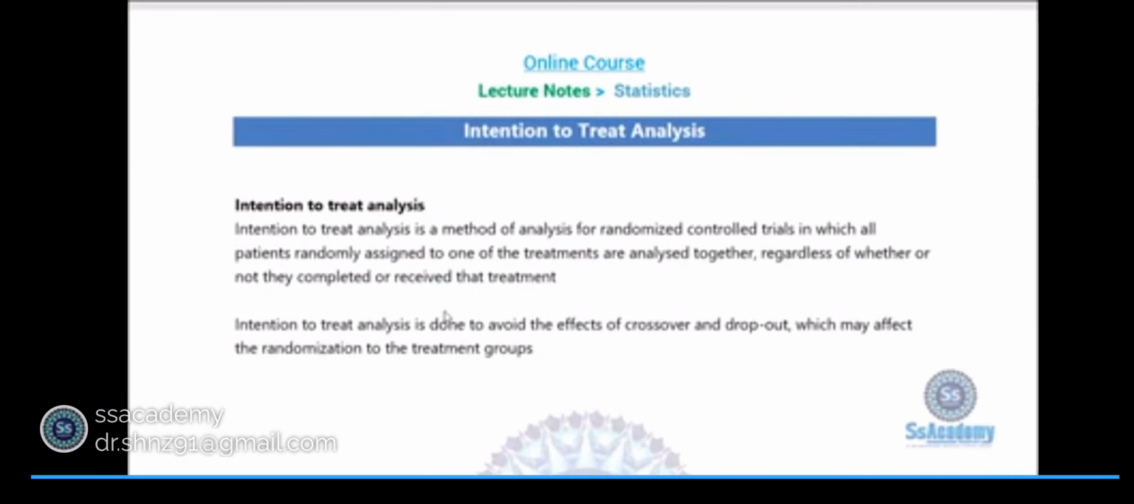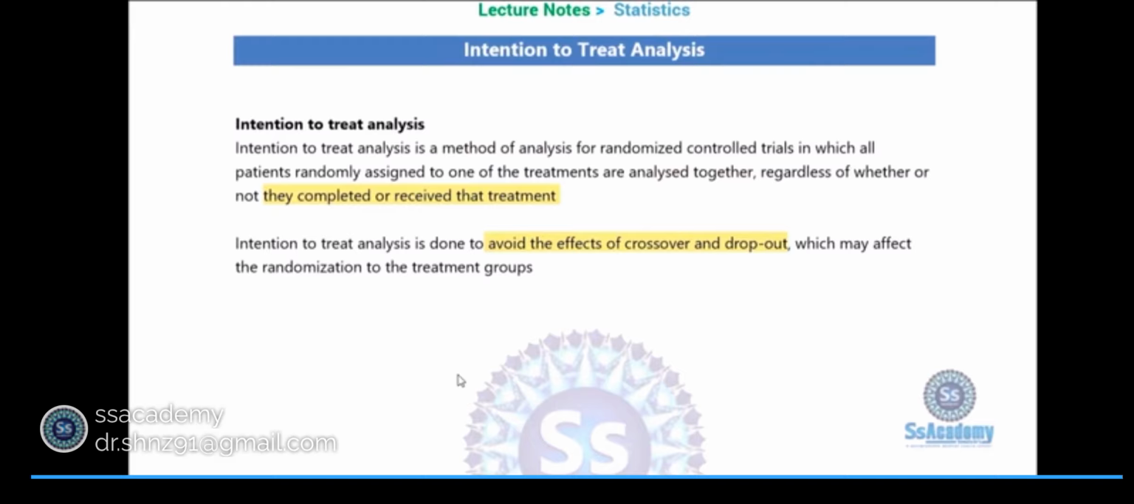Intention to treat analysis is a method of analyzing randomized controlled trials in which all the patients randomly assigned to one of the treatments are analyzed together, regardless of whether or not they completed or received their treatment. So analyze the dropouts together with them all. Intention to treat analysis is done to avoid the effects of crossover or dropout, which may affect the randomization to the treatment groups. So, in summary, intention to treat, the single word: avoid the dropout, and include the dropout groups as well.